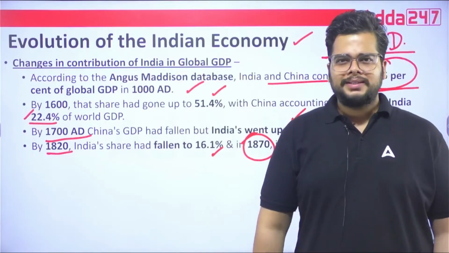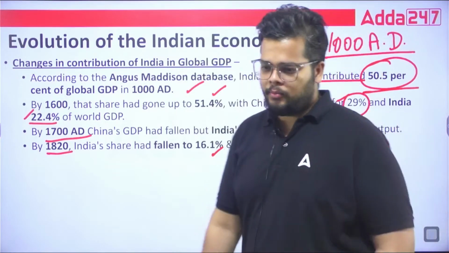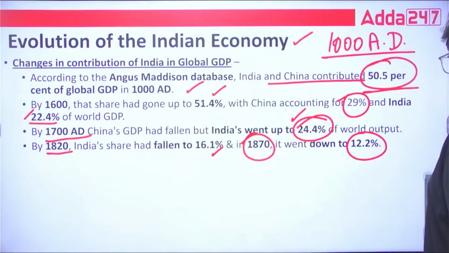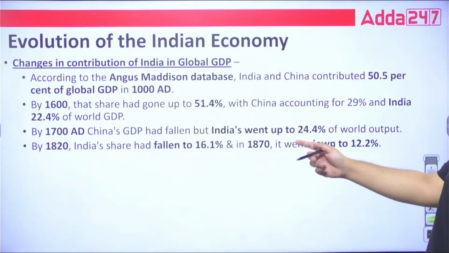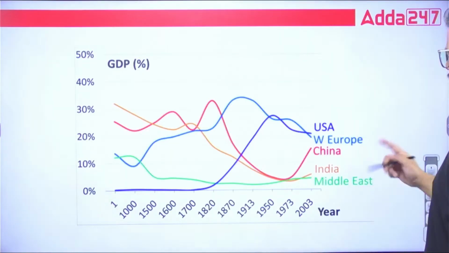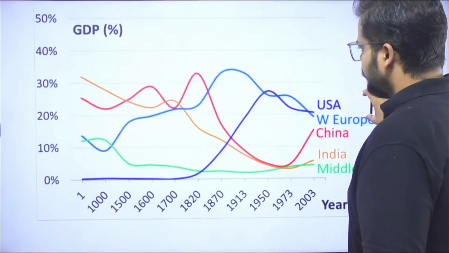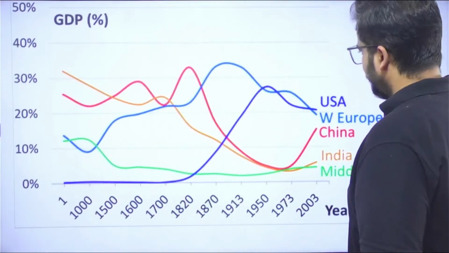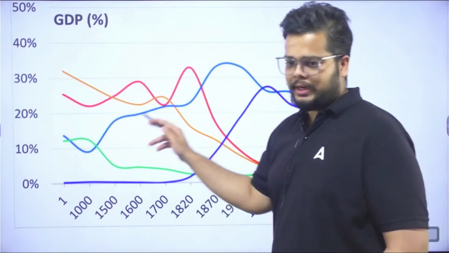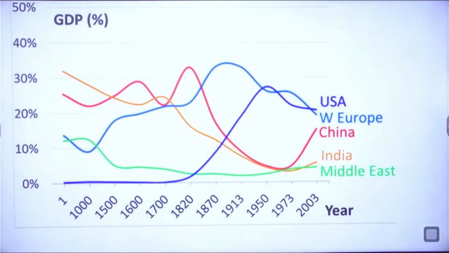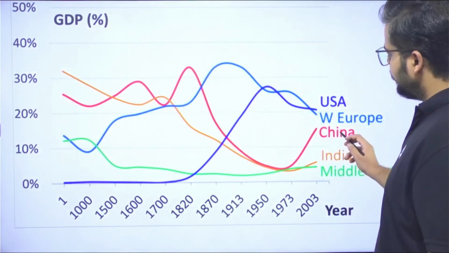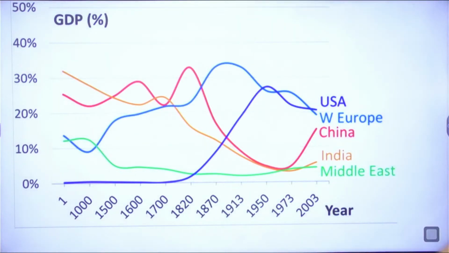Fine. So you must remember the trend. That is the most important thing. And what was the reason? The economic plunder by the Britishers. Here you can see the trend again. For the sake of simplicity, I have included this particular graph so that you will be able to retain most of these numbers. China and India, these are the two important countries when we talk about the Angus Madison database.